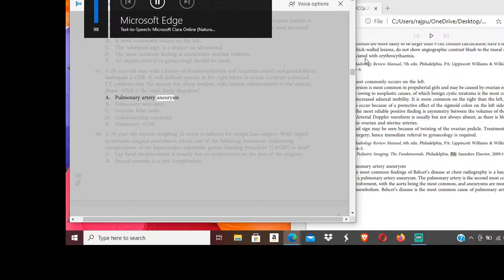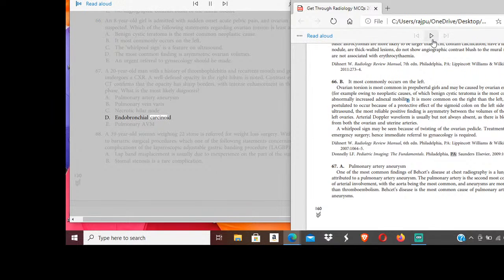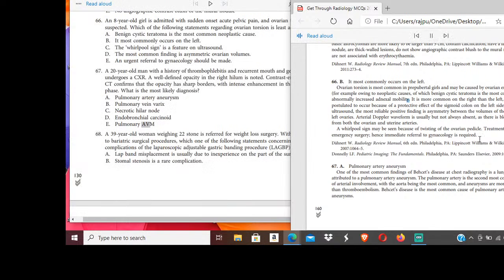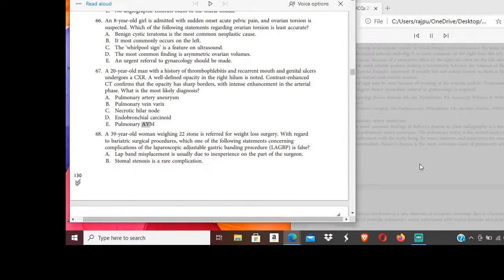A. Pulmonary artery aneurysm. B. Pulmonary vein varix. C. Necrotic hilar node. D. Endobronchial carcinoid. E. Pulmonary AVM. Philadelphia, PA, Saunders Elsevier, 2009:1064-5.